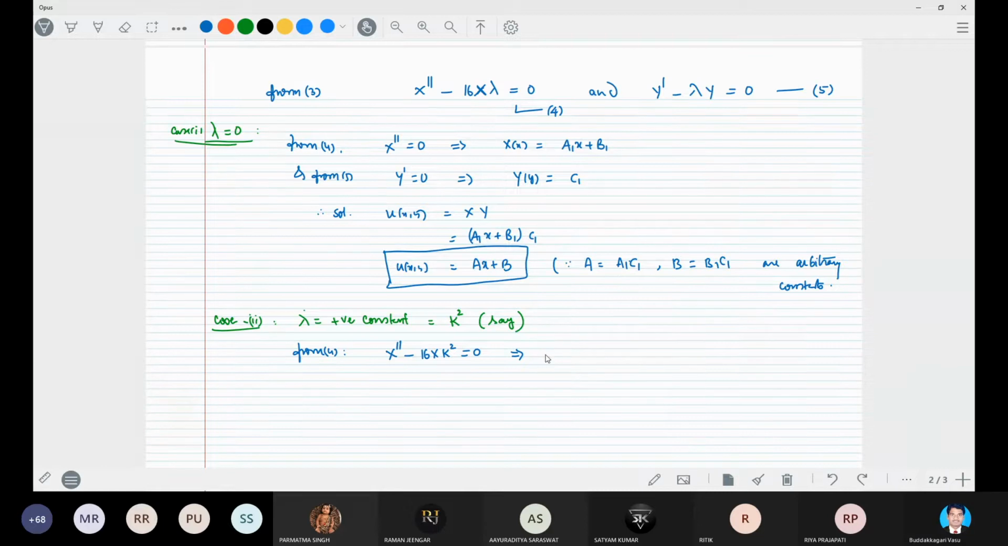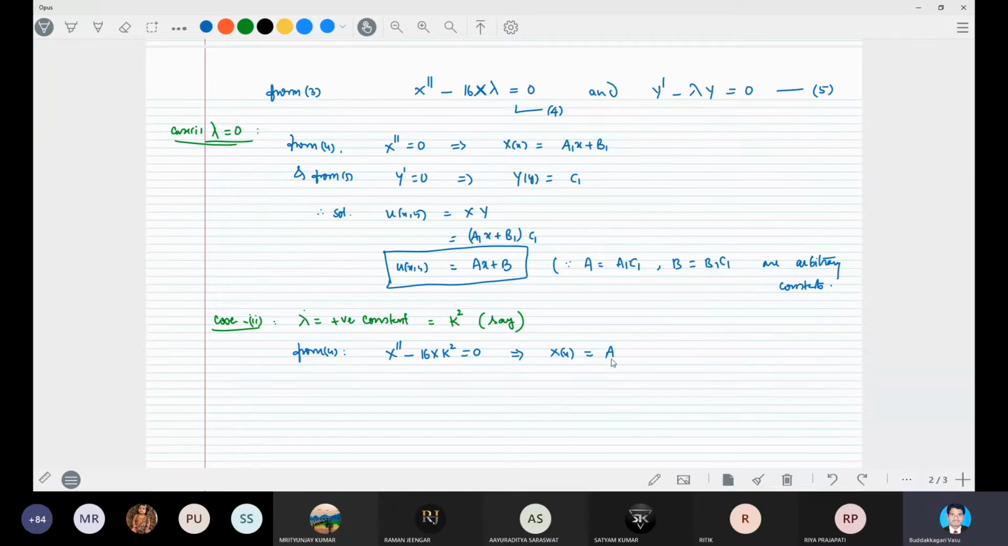Hello. What is the solution? Hello, am I audible, dear students? Yes, sir. Yes, sir. Yes, sir. So can anybody say what will be the solution of this ordinary differential equation?